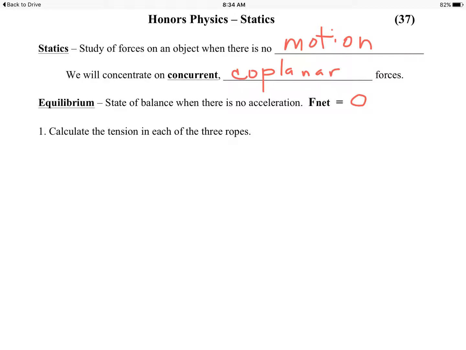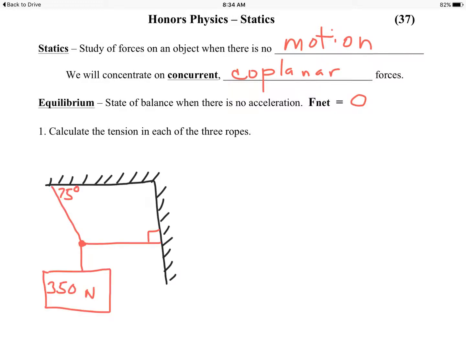So here we have a situation. It's a 350 Newton weight hanging by a string to a spot here. Let's call this spot point A. All these red lines are strings. And this black stuff is supposed to be a ceiling and a wall. This is the ceiling up here, and then a wall over on the side here. And those little hash marks just represent above the ceiling and behind the wall.